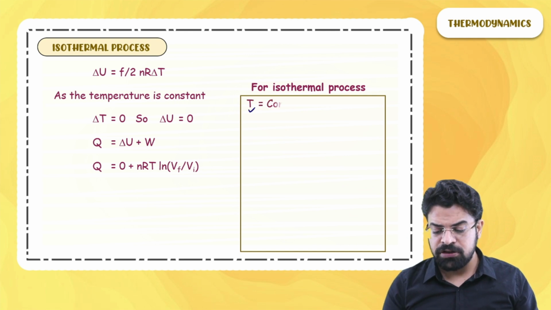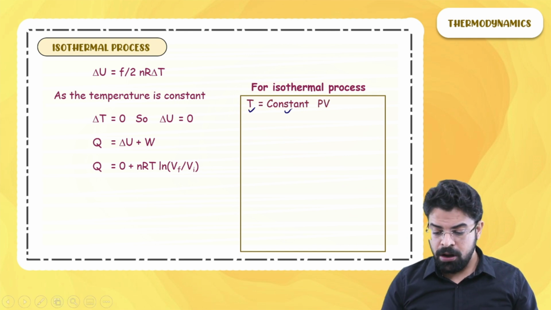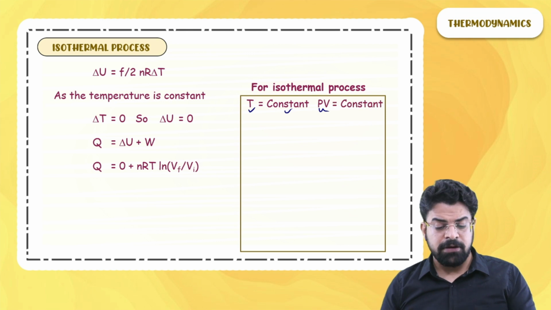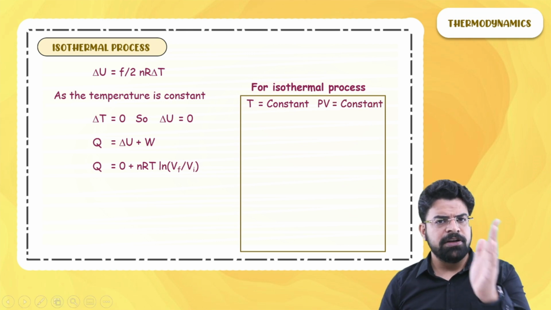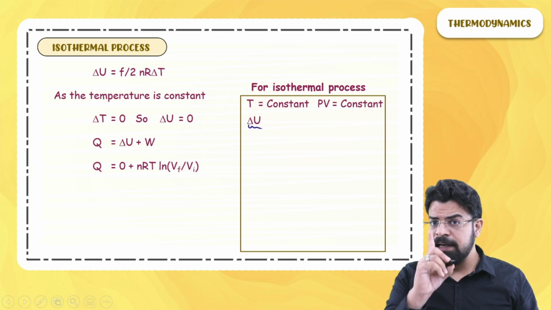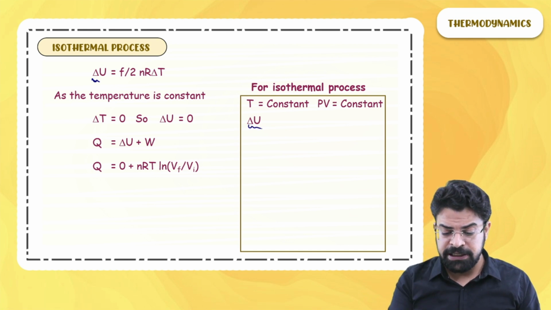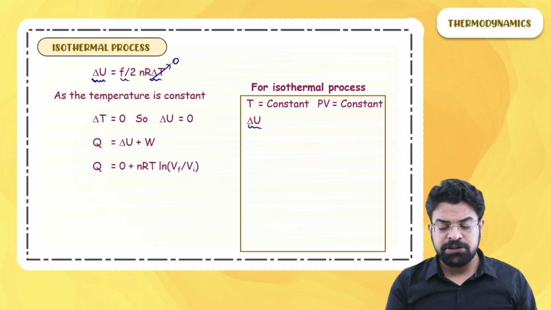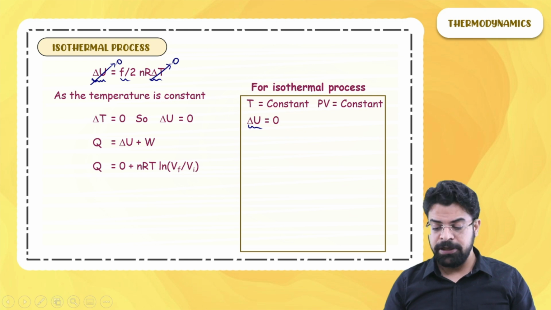First, for an isothermal process, temperature is constant. So you can even write it as PV equals constant. So P initial V initial equals P final V final. The change in internal energy in the case of an isothermal process is 0, because change in internal energy is F by 2 nR delta T. As the change in temperature is 0, the change in internal energy comes out to be 0.